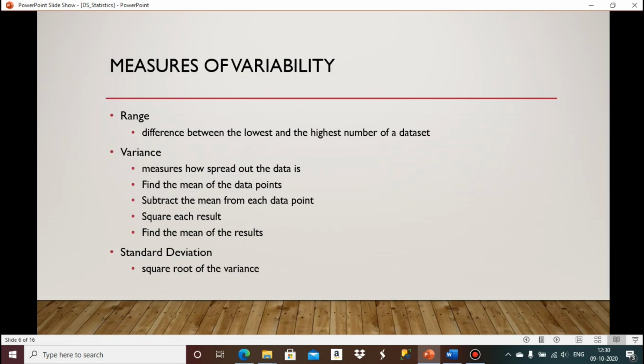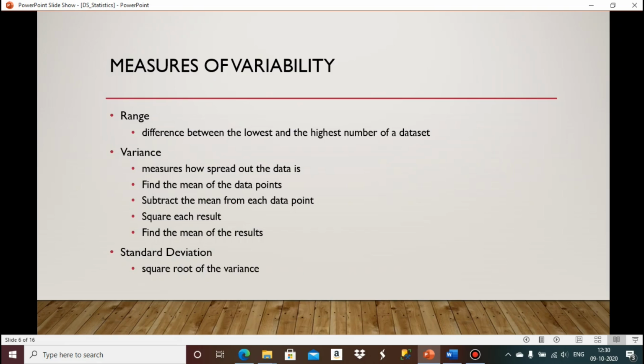So the steps are, first of all, I have to find the mean of the data points. If say 4 data points are given, I can calculate the mean. Then we subtract the mean from each data point. So if I take 10, 30, 50 and 70, maybe my mean is 40. When the mean is 40, I calculate the difference: 10 minus 40, 30 minus 40, 50 minus 40, 70 minus 40. From each number I just subtract the mean.